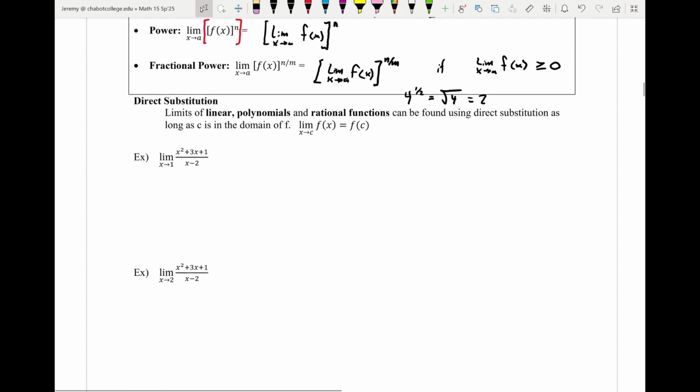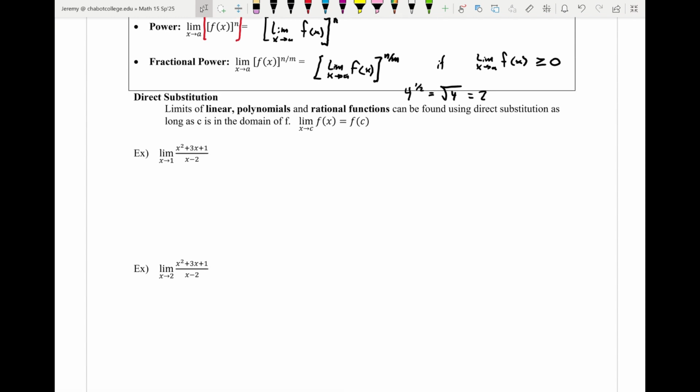So before we move into some of these examples, I just want to point out the most basic algebraic approach to evaluating limits. Limits of linear, polynomial, and rational functions can be found using direct substitution as long as the number c is in the domain of f. So the number c is just the value that x is approaching. If we're looking at the limit as x approaches c of f of x, again assuming that f of x is either linear, a polynomial, or a rational function, as long as c is in the domain of f, this is just going to be equal to f of c.